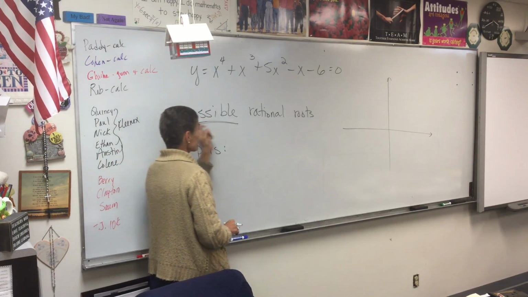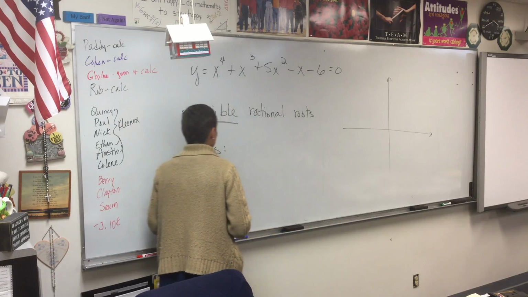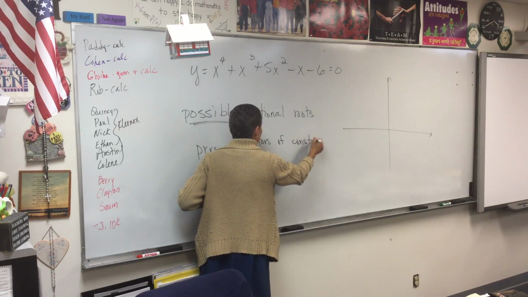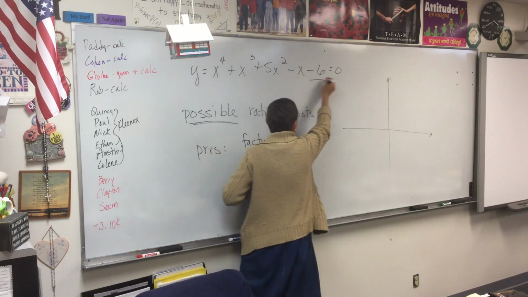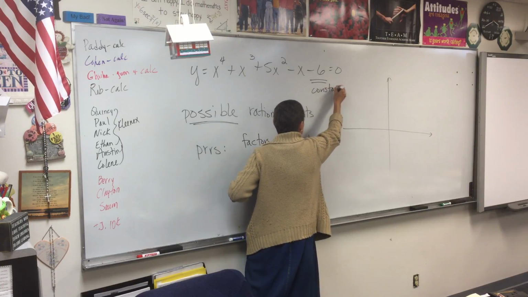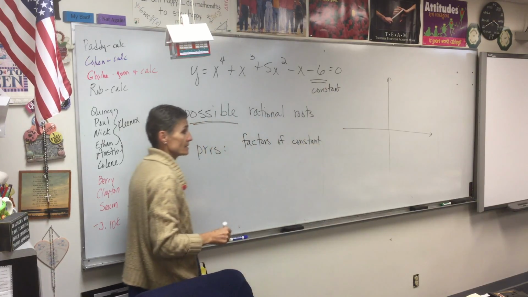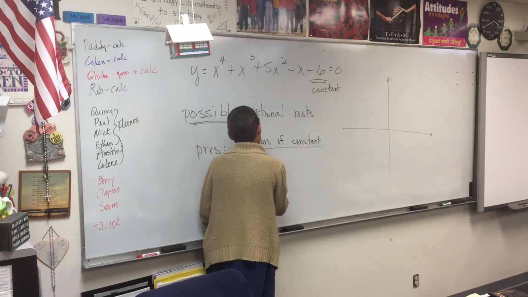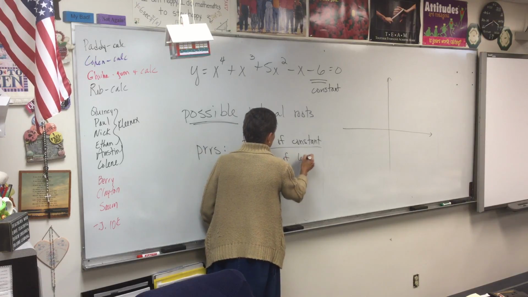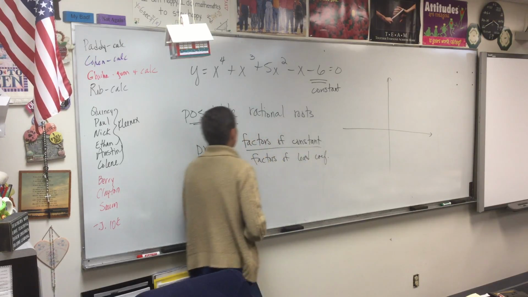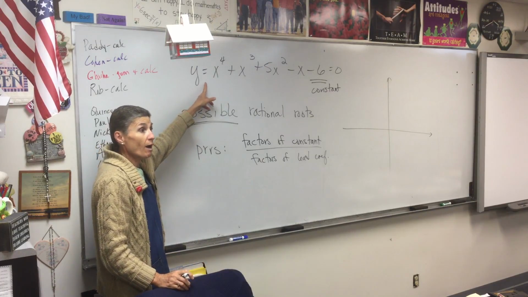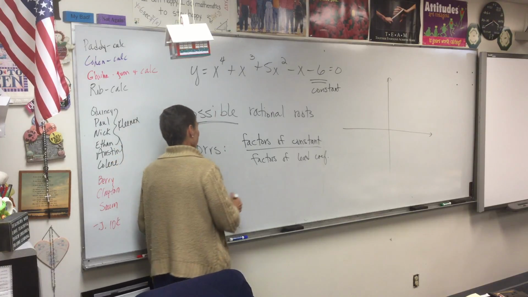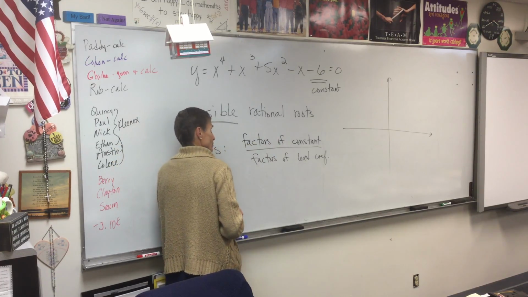The PRRs, possible rational roots, are factors of the constant. And by constant, we mean the term that has no variable. That's constant. It's -6, period. Factors of the constant over factors of the leading coefficient, which luckily for us is 1. It gets more complicated when there's another coefficient here, but one's easy. So, what are the factors of my constant? What are the factors of -6?